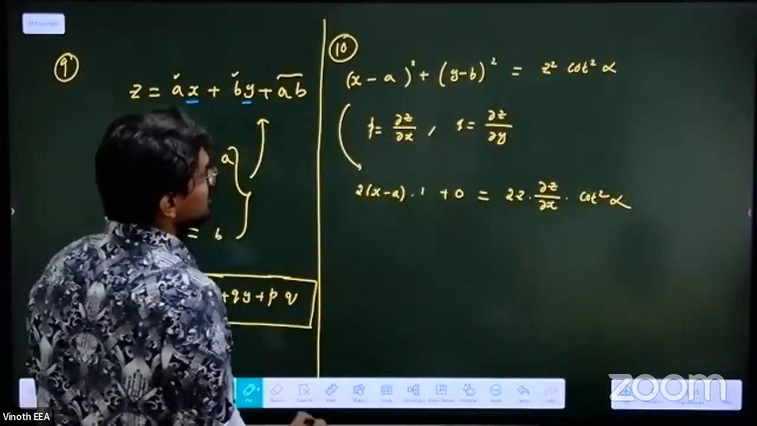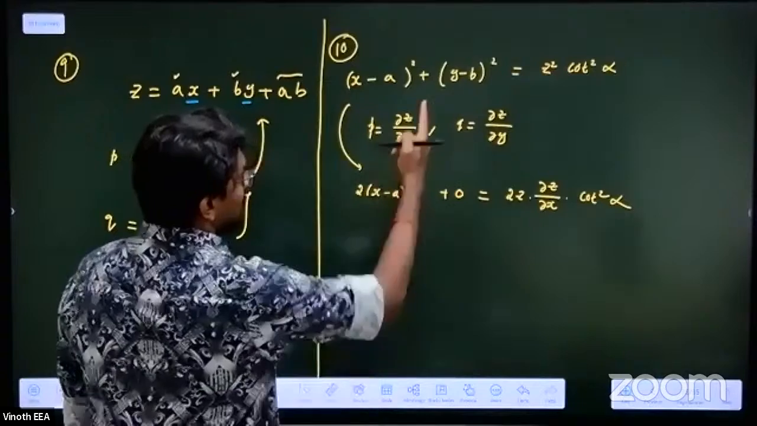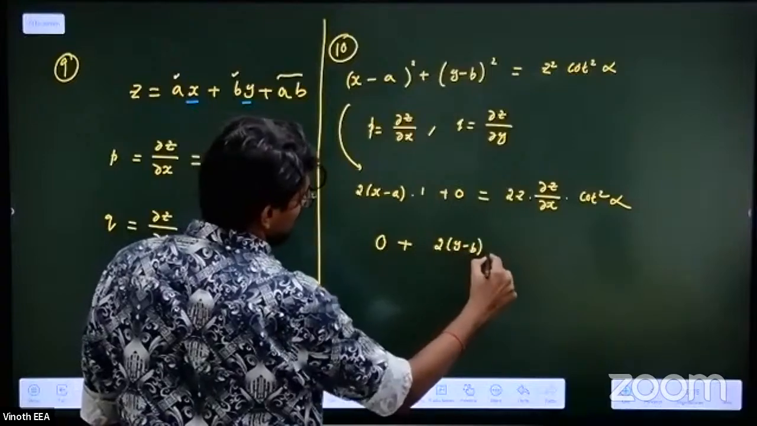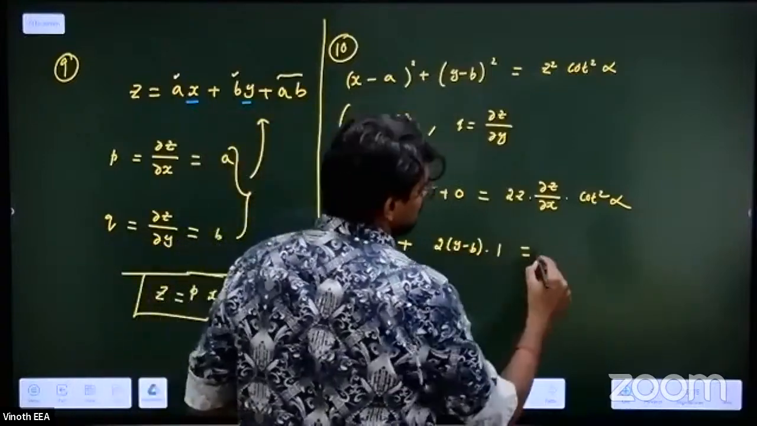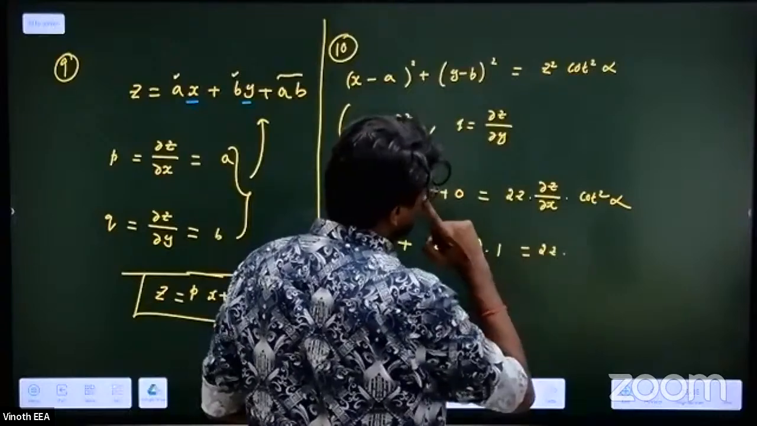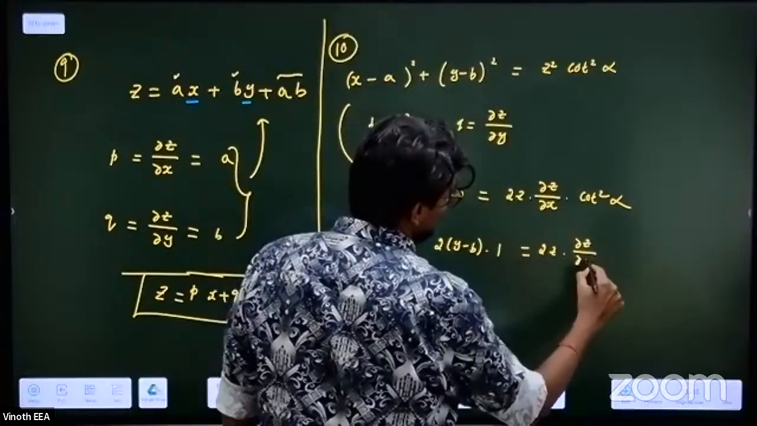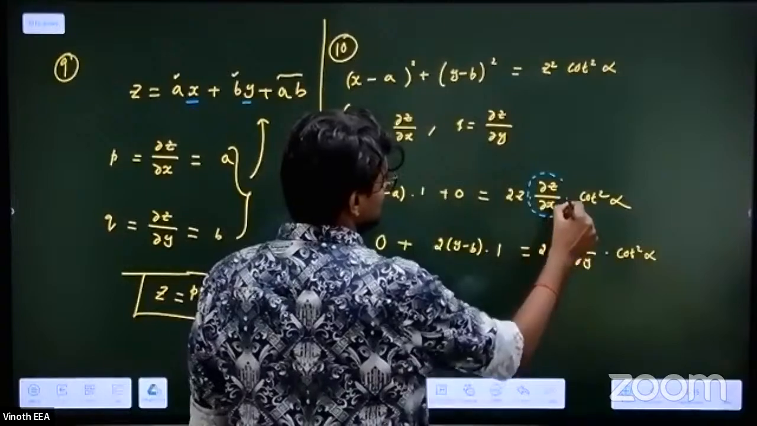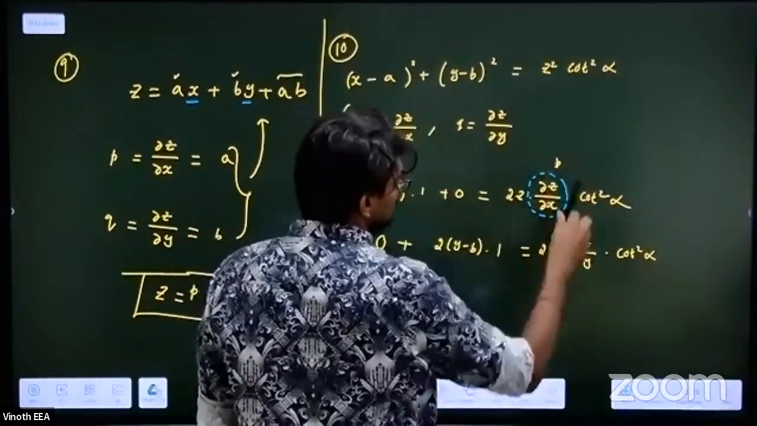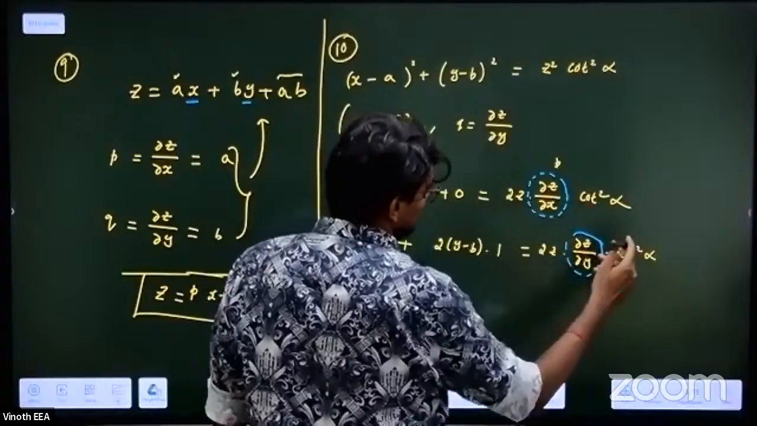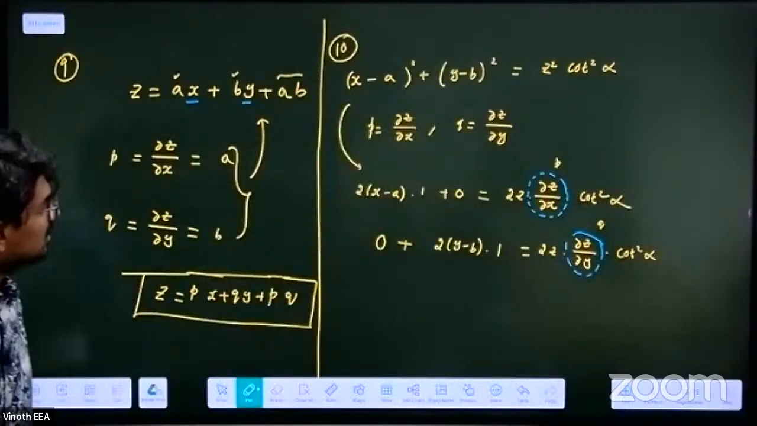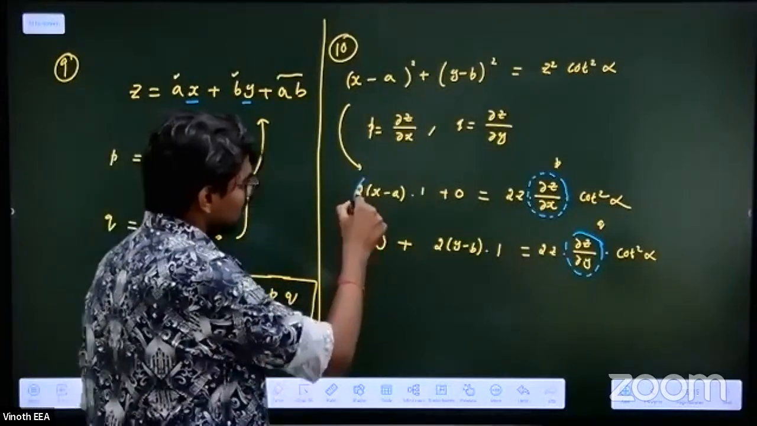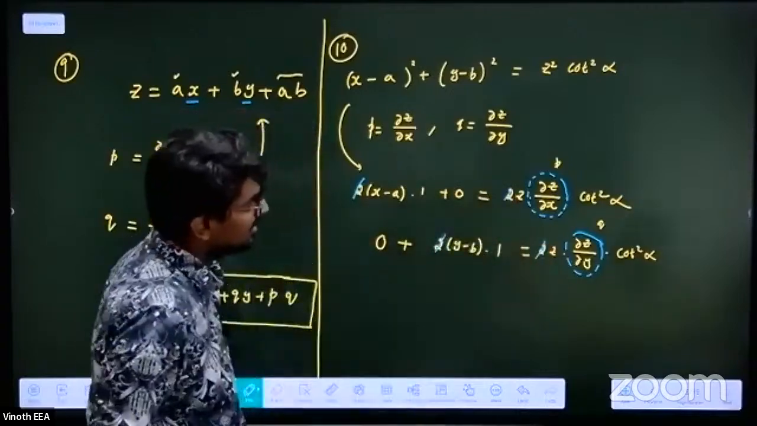Next, if I differentiate with y partially, it will be 0 plus 2 times (y minus b) into 1, which is equal to 2z into dou z by dou y into cot square alpha. What is dou z by dou x? Dou z by dou x is p. Dou z by dou y is q. How can I eliminate a and b? I can cancel this 2, right? How can I eliminate a and b?